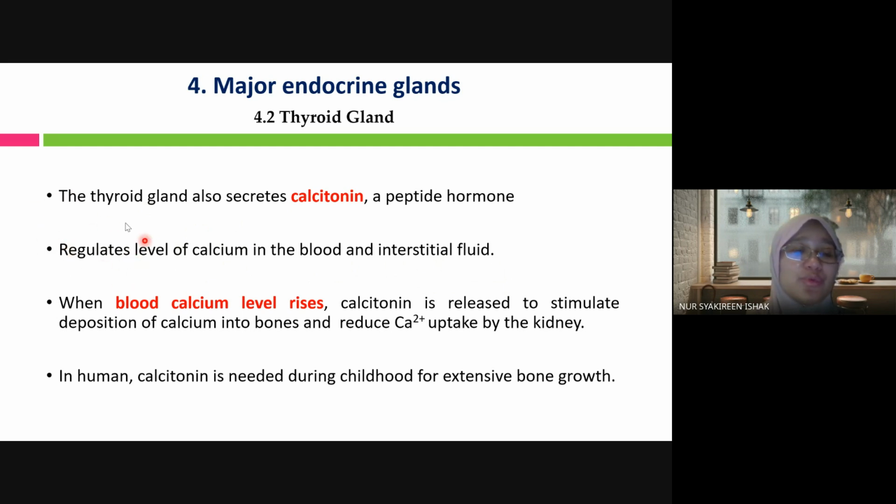You have to take note how the hormone calcitonin regulates calcium level. When the calcium level increases, when there is a lot of calcium in your blood, then only calcitonin will be released. So the calcium level in your blood increases above the normal set point, then only the calcitonin will be secreted. Calcitonin is released to stimulate deposition of calcium into bones and reduce calcium ion uptake by the kidney.